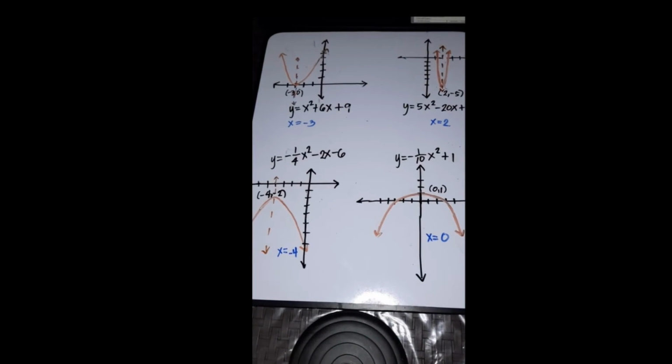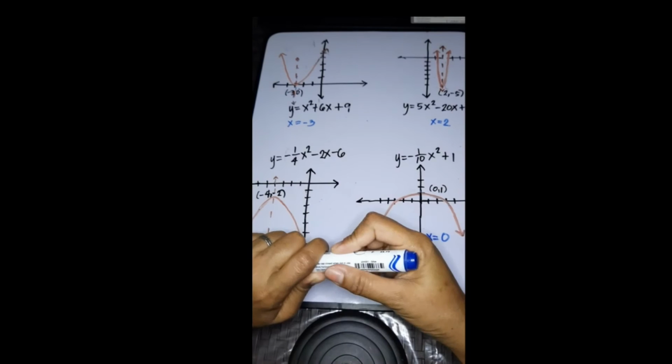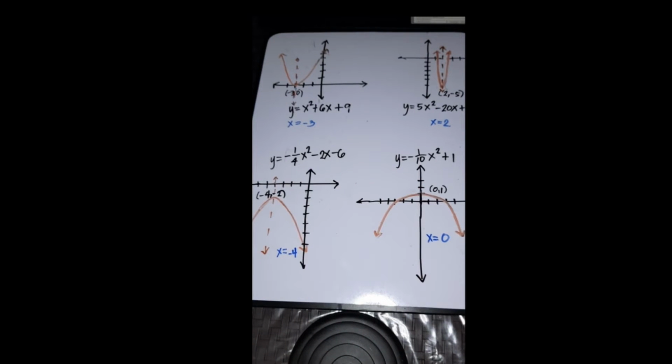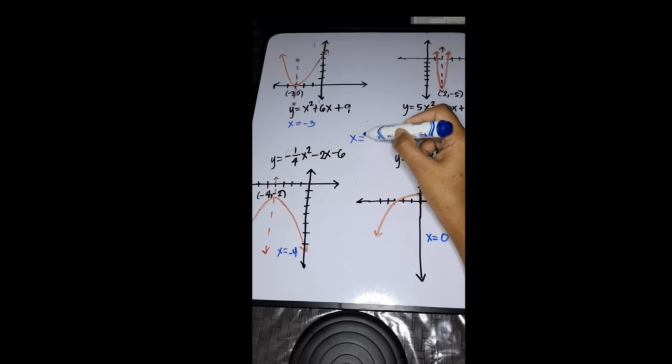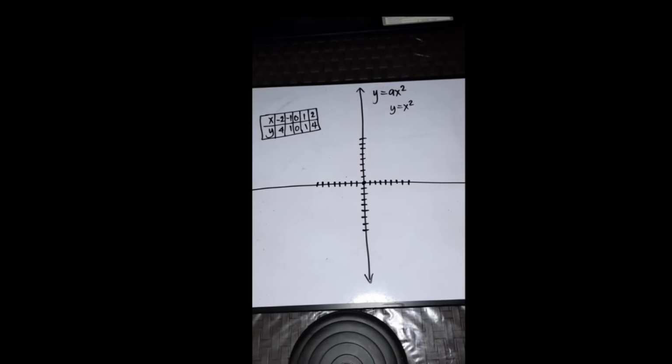Note that the equation of the axis of symmetry follows the form x is equal to h. So now let us graph the most basic function y is equal to ax squared. Let us first have y is equal to x squared. So ang unang-una natin gagawin pag mag-draw tayo ng graph ng quadratic function is to complete a table of values, or to make a table of values.